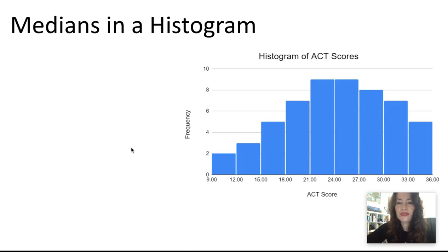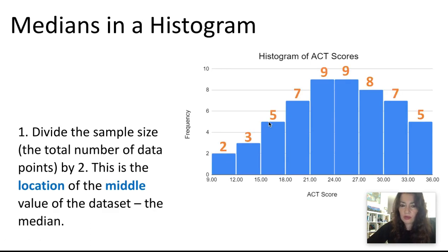All right, how would we find the median in a histogram? If you look at the histogram, the first thing I would look at are the frequency values. The frequency represents counts. For each bin, you can see how many of your data are in it. For example, the first one will have 2, the second one will have 3, the third one will have 5. The first thing you want to do to locate the middle is count up your frequencies.